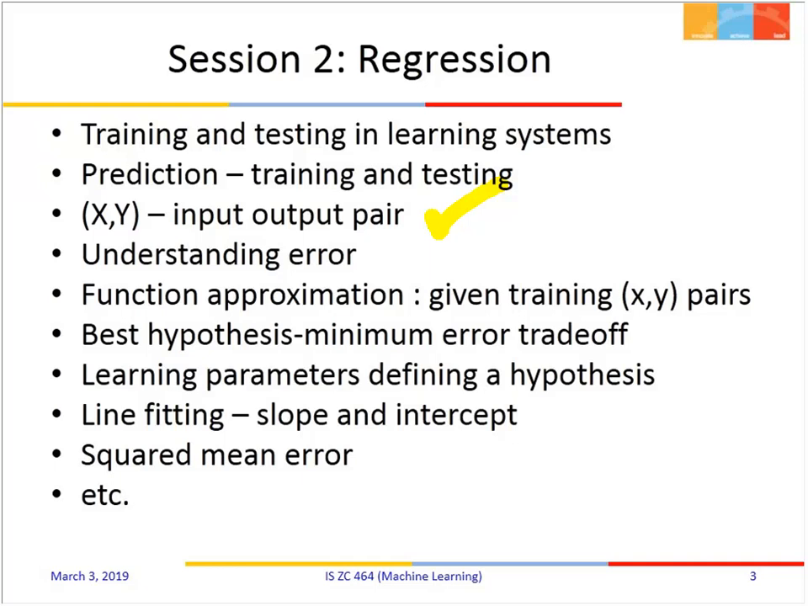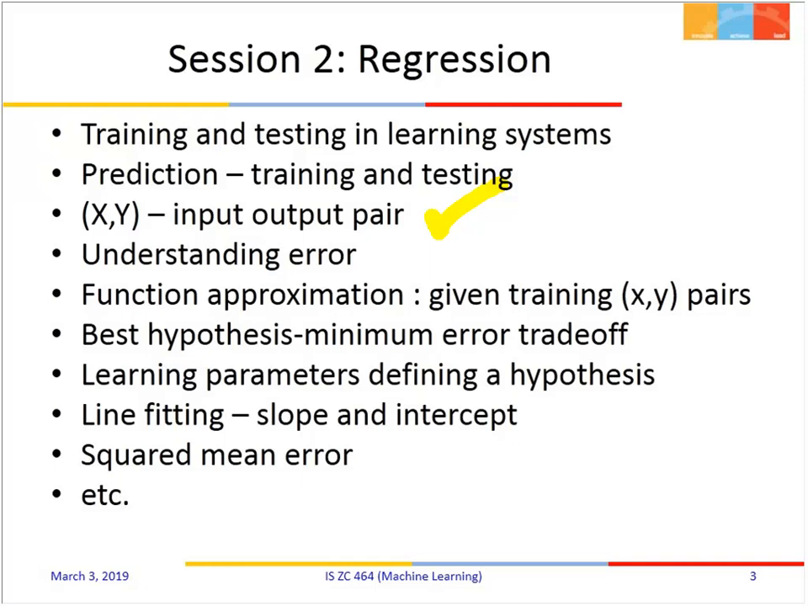It is the description of the line that may fit the given data such that the error is minimum, right? So that is the best hypothesis. The error corresponding to this hypothesis would be minimum. Okay.